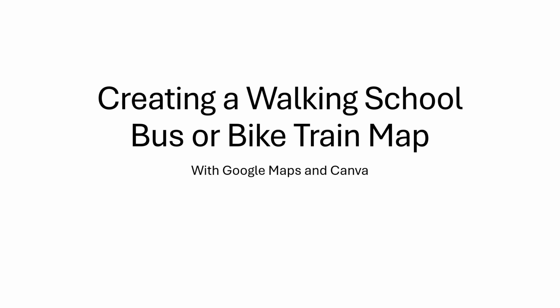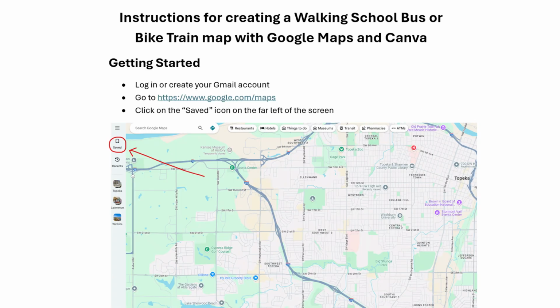In this video, I will be showing you how to create a walking school bus or bike train map using Google Maps. And then I will also be giving a tutorial on how to upload the image of your map into Canva, which is a free graphic design tool to add some more visual elements. There are also PDF step-by-step instructions to go along with this video, so you can also follow them as well.